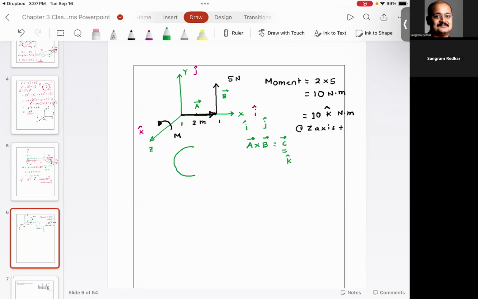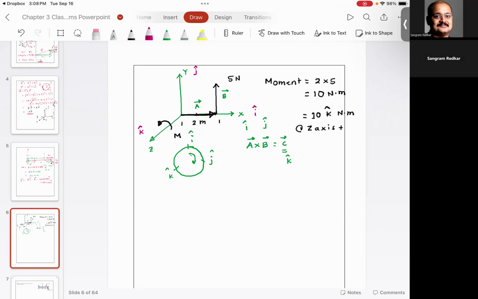Remember the circle of vectors. So you have I, you have J, and you have K. So I cross J is going to give you K. You agree with me? I cross J is going to give me K. Now what I want to do is rewrite the same expression using the vector notation.